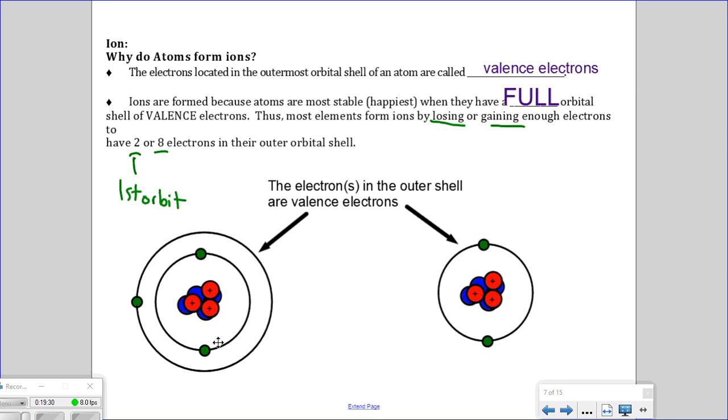So we go back to this example here of lithium. This third electron, in that second orbit, is considered the valence electron for lithium. Remember that in the second orbit we can hold 8 electrons, but lithium only has 1. So it's easy for lithium just to lose that electron, get rid of it, and just have the one orbit with 2 electrons in it. This is a full orbit, and lithium is happy with this full outer shell of electrons now.